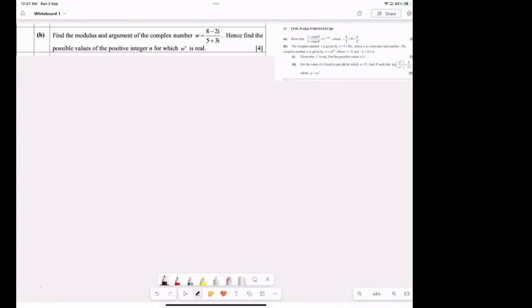So we'll be going through a very important concept today: how do we find the possible values for which w to the power n is real. Do take note, I may not be correct. I haven't looked at the solutions yet, but I just want to show you guys my thought process as I do this live, because I think it will help you see what's in my mind.